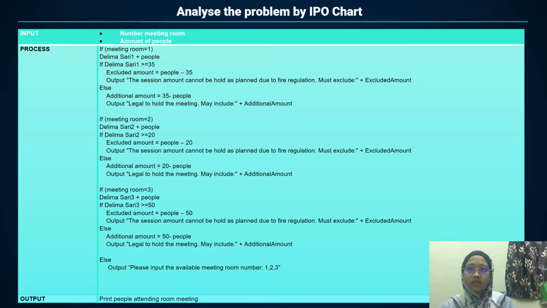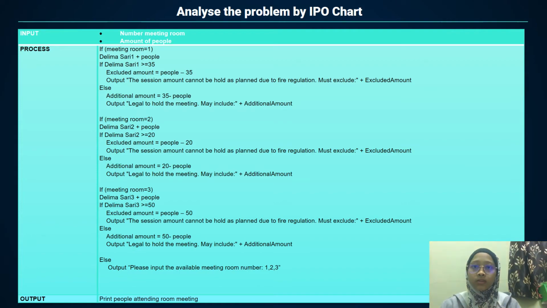If meeting room 3, Delima Sari 3 plus people, if Delima Sari 3 is over 50, excluded amount equals people minus 50. Output: the session cannot be held as planned due to fire regulation, must exclude plus excluded amount. Else additional amount equals 50 minus people. Output: legal to hold the meeting, may include plus additional amount. Else output: please input the available meeting room 1, 2, 3. Output: print people attending room meeting.